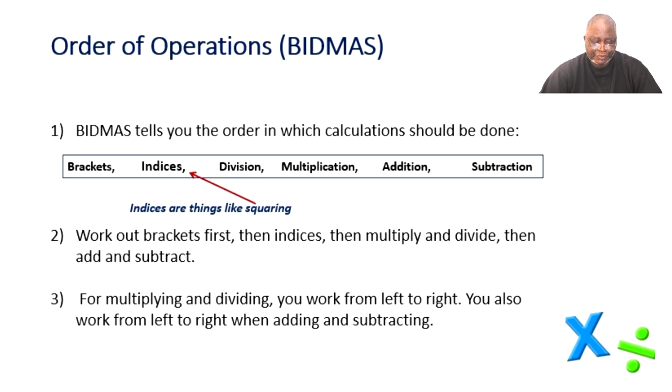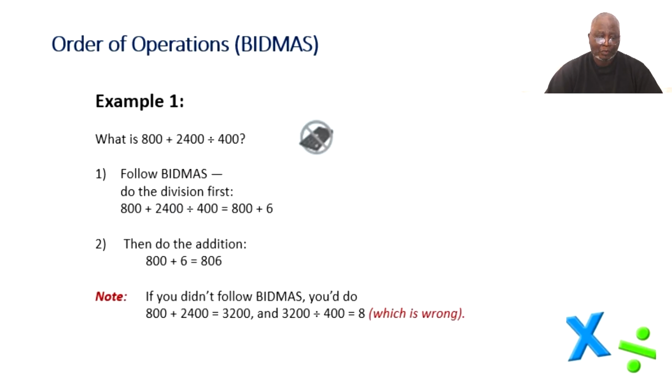Work out brackets first, then indices, then multiply and divide, then add and subtract. For multiplying and dividing, you work out from left to right. You also work from left to right when adding and subtracting. Order of operations. Example 1.